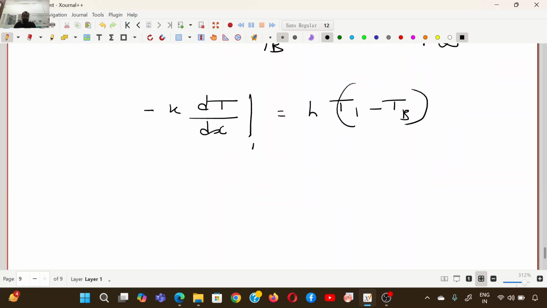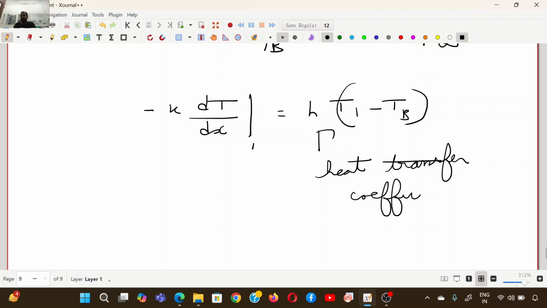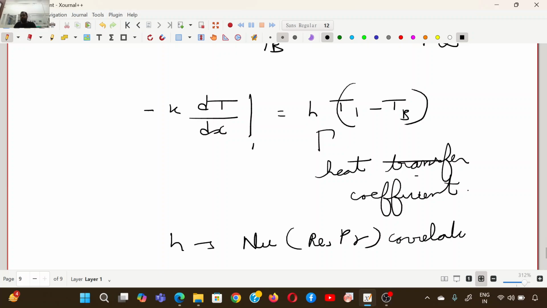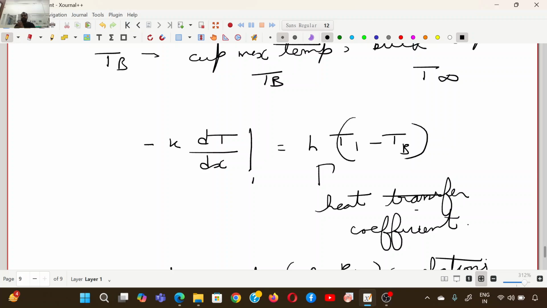is equal to h into T1 minus T infinity. Okay, h is the heat transfer coefficient. h you will get from something called Nusselt number, which is a function of Reynolds number and Prandtl number. There are some correlations. We'll look at all that in the coming classes. Just know that this is one type of boundary condition. Minus k dT by dx is equal to h into T1 minus Tb.